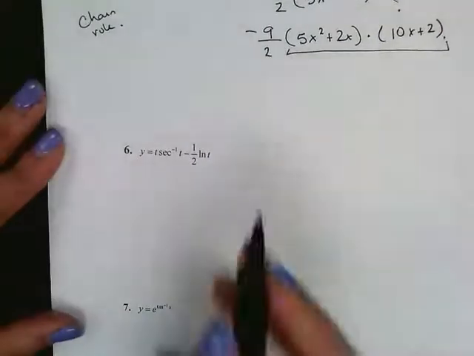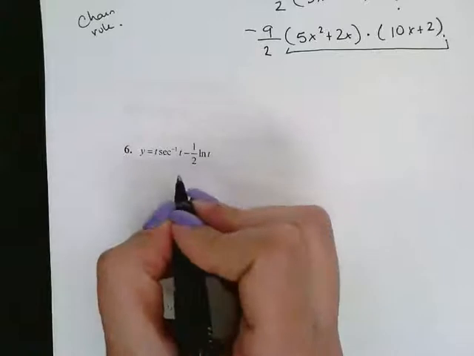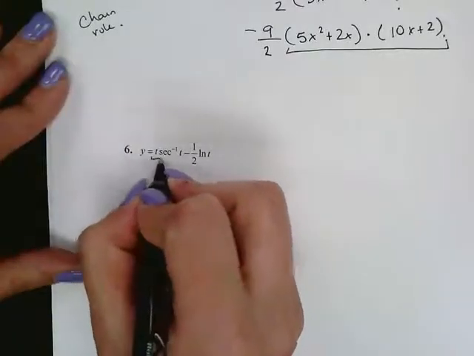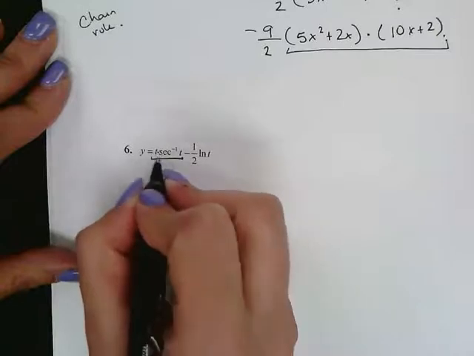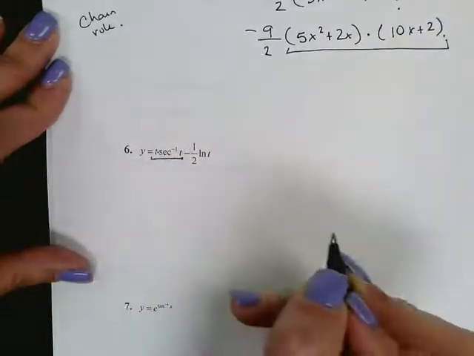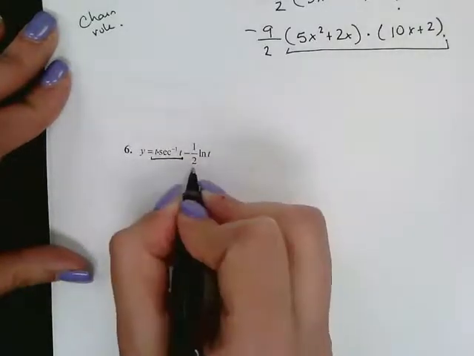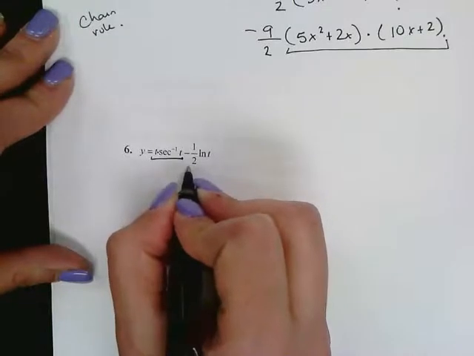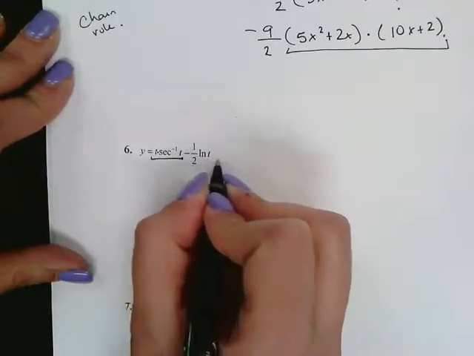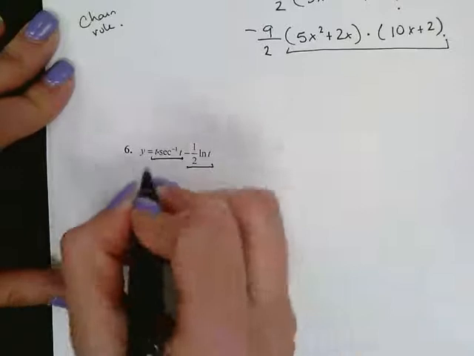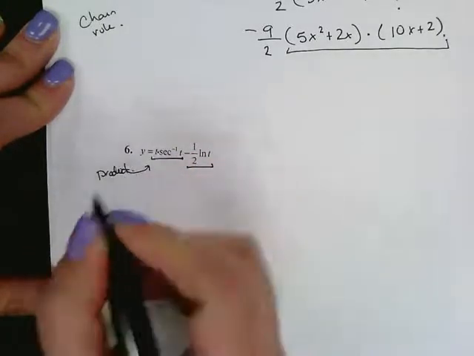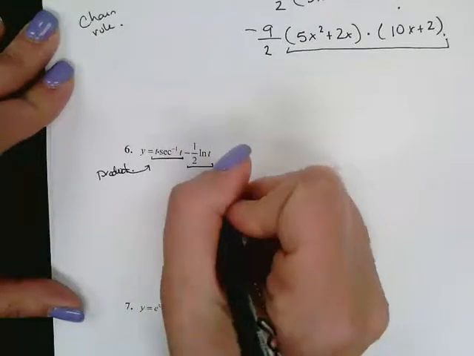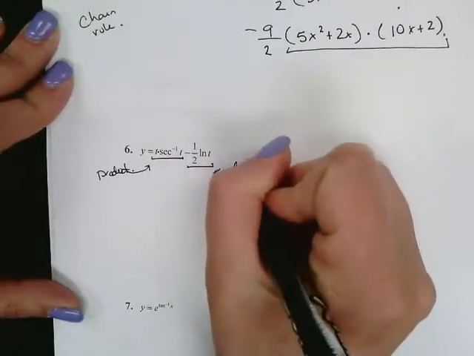Alright. Okay, so here there's a lot going on. So this first part is product, right? Because you got t times inverse secant of t. And the second part is your log. So you got half ln of t. So this first part is product, and then the second part is log.